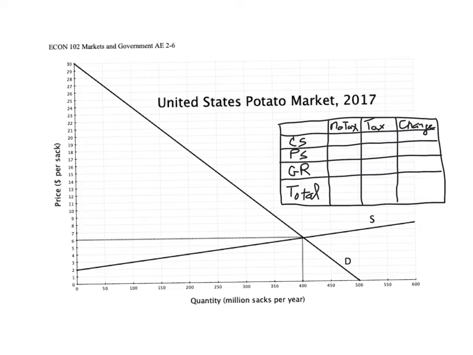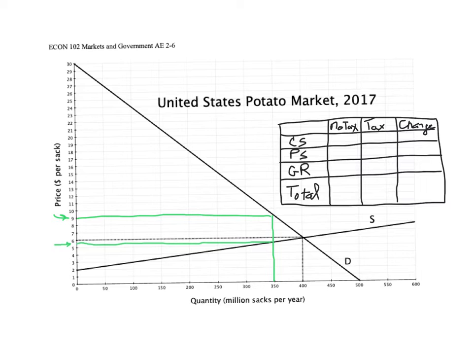Okay. I don't have a ruler, but I can be pretty precise here. No sooner do I say that than I get a little bit wrong. Pardon my less than perfect drawings. But anyway, the new price paid by buyers is $9. The new price received by sellers is $5.50.